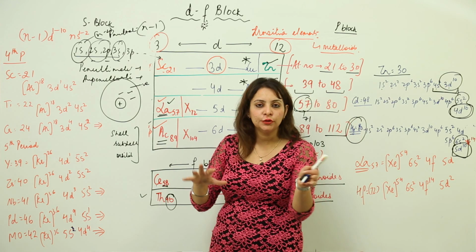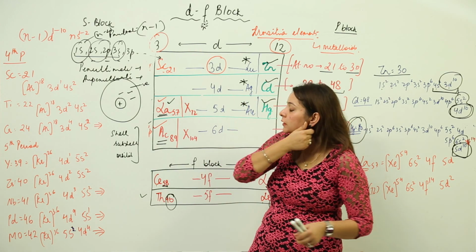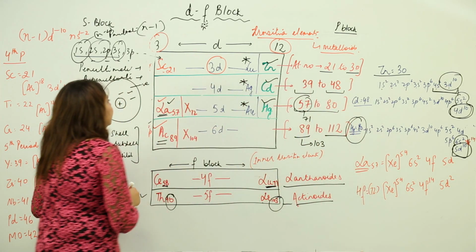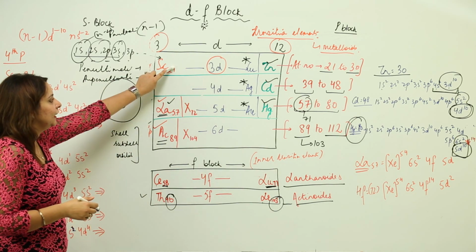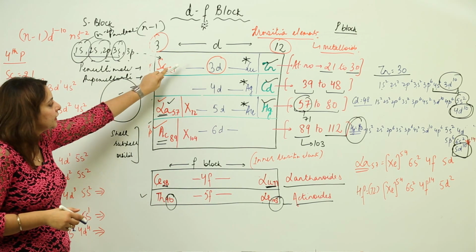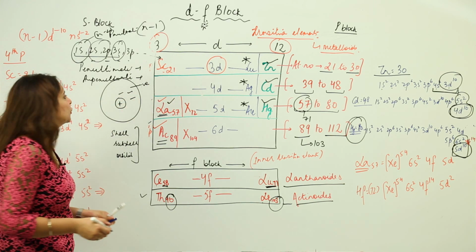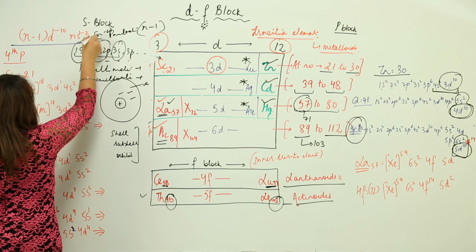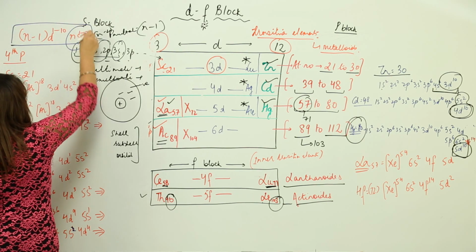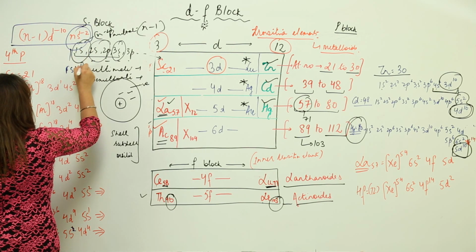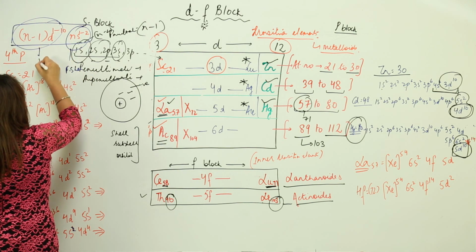Now coming on to the configuration first. As we know that filling of the d orbital is going to take place, if I ask you about the general electronic configuration, obviously it is going to be this one, that means the final shell, and this is the penultimate shell.